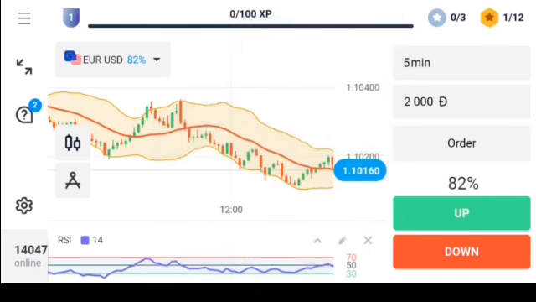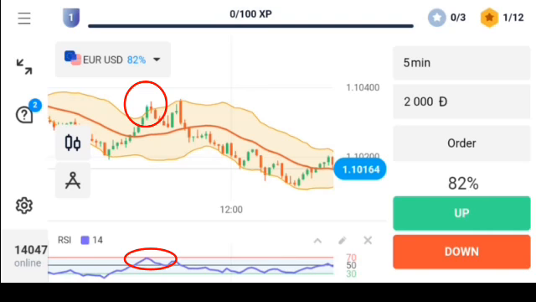So after the close of that candle outside the Bollinger Band, you open a trade opposite to it, that is, you open a down trade with the same time frame you are using. So since we're using a 5 minute chart, we'll open a trade that will last for 5 minutes as well.